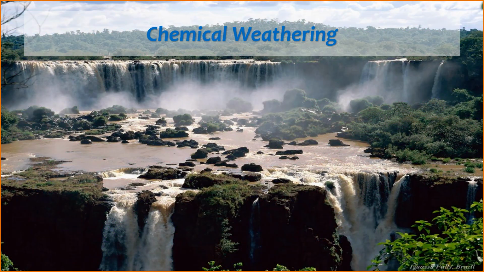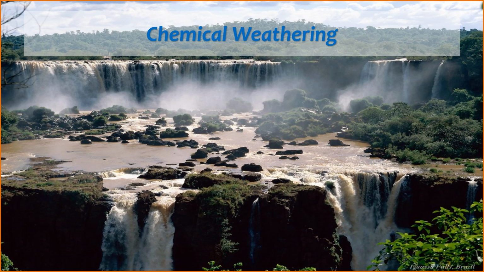Chemical weathering can affect various types of rocks, but some rocks are more susceptible to chemical weathering due to their mineral composition. Here are some types of rocks that are particularly susceptible to chemical weathering. 1. Limestone. Limestone is composed mainly of the mineral calcite, which is highly soluble in acidic water. Acid rain or slightly acidic groundwater can dissolve calcite, leading to the dissolution and weathering of limestone.